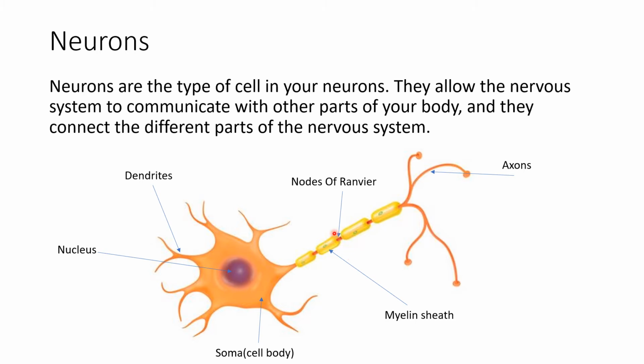We have the nodes of Ranvier, which are gaps in the myelin sheath. And basically this myelin sheath is covering axons. These axons pass messages from one neuron to another neuron, and eventually to parts of your body like the brain and spinal cord. And so neurons are very important in your nervous system.